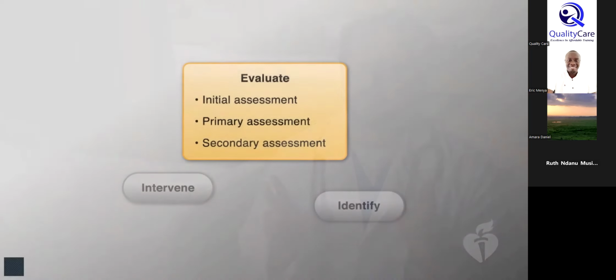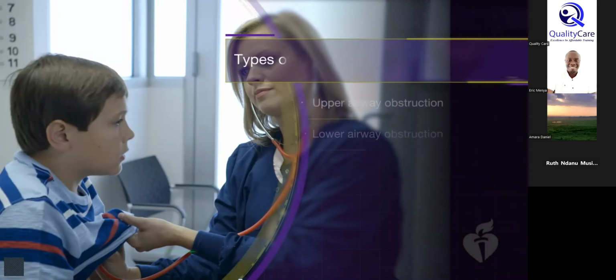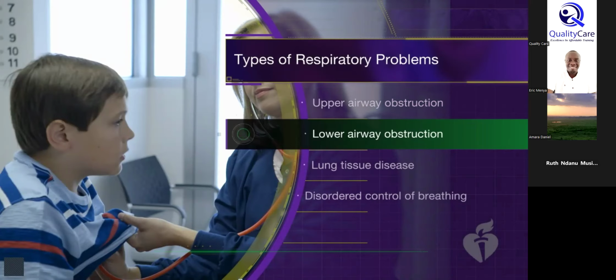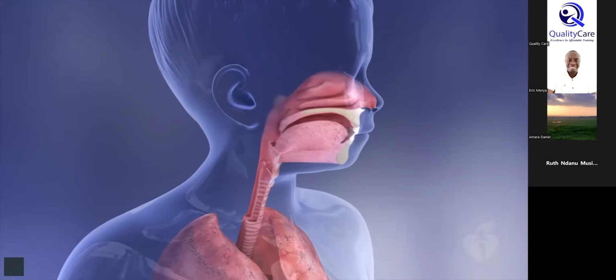As you would with any seriously ill child, you should use the evaluate, identify, intervene sequence to respond to a pediatric respiratory emergency. When assessing a child, there are basically 4 different types of respiratory problems to identify: upper airway obstruction, lower airway obstruction, lung tissue disease, and disordered control of breathing.